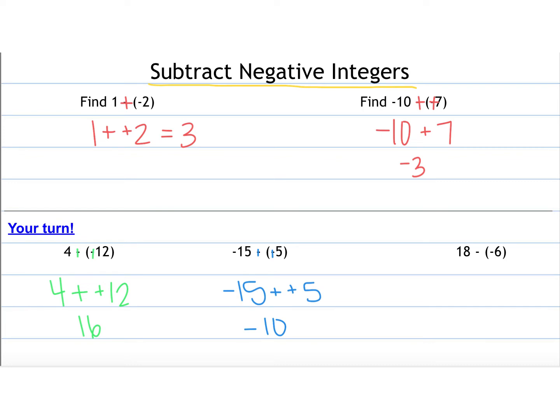And the last one, 18 minus negative 6. Keep the first number the same. Change from subtraction to addition. Chop chop. Negative 6 becomes a positive 6. So 18 plus 6 is 24. Both are positive, so our answer will be positive.